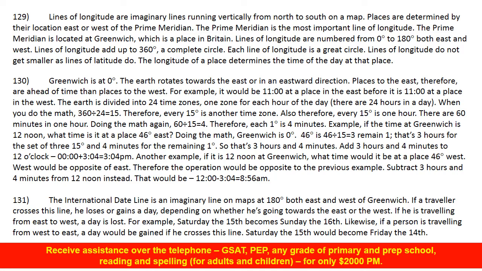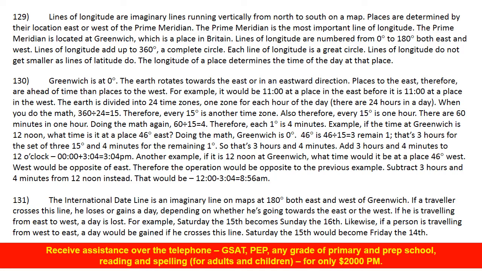Lines of longitude add up to 360 degrees, a complete circle. Each line of longitude is a great circle. Lines of longitude do not get smaller as lines of latitude do. The longitude of a place determines the time of day at that place. Greenwich is at 0 degrees.